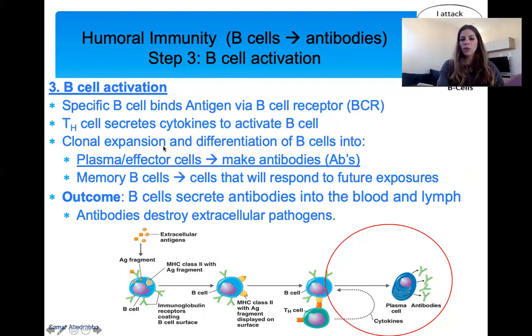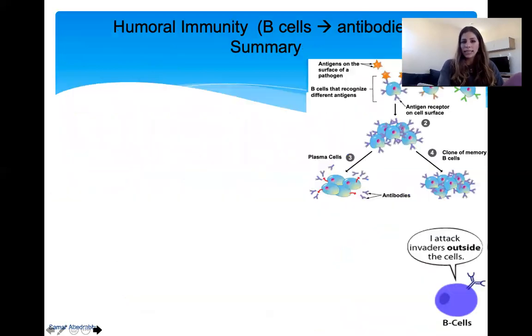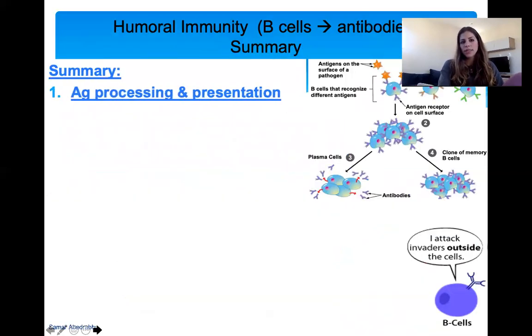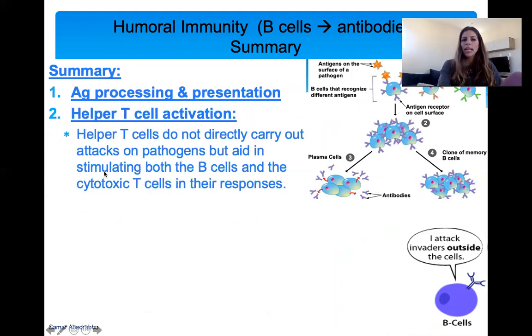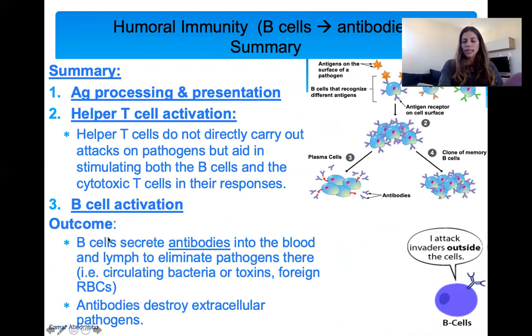And the outcome of humoral immunity is that B cells secrete antibodies into the blood and lymph fluid, both are fluids, and the antibodies will destroy the extracellular pathogens. That's why antibodies exist. So summary, we have antigen processing and presentation. Then you get helper T cells activated, and helper T cells go on to activate B cells because this is humoral immunity. B cells will secrete antibodies, and it's the plasma cells that are actually making antibodies to eliminate the pathogen. And antibodies will do different things. We'll talk about them. And then you also get memory B cells formed so that they can be ready if you're ever infected again.